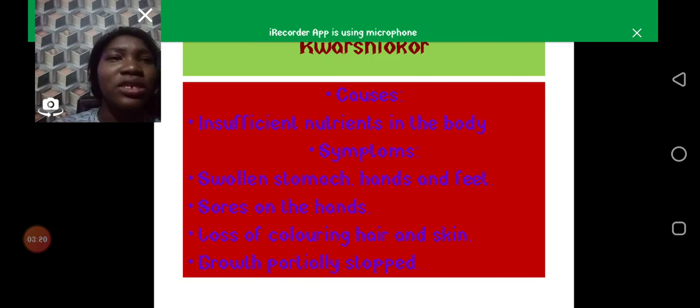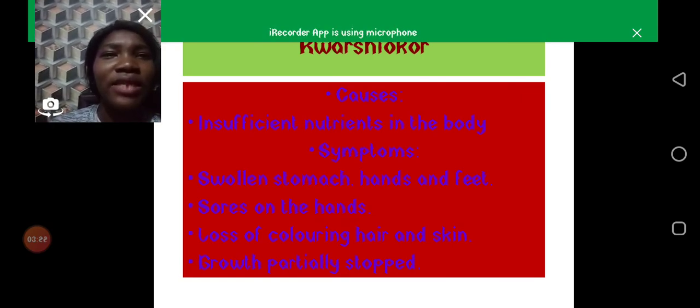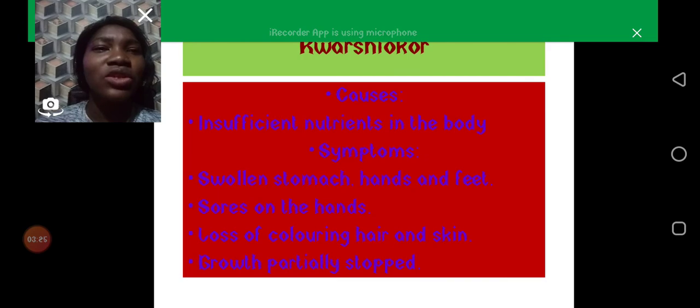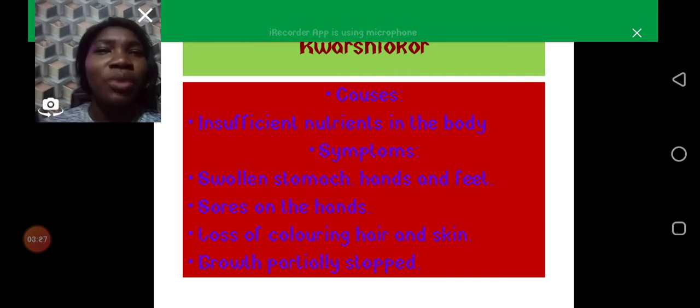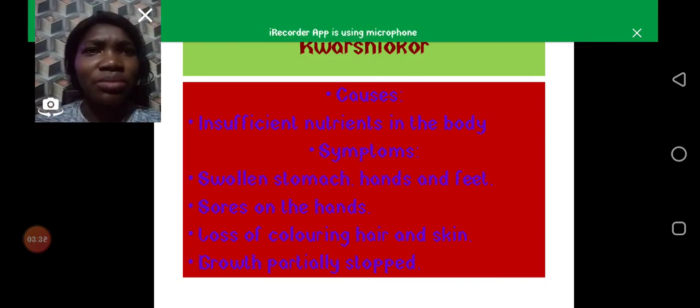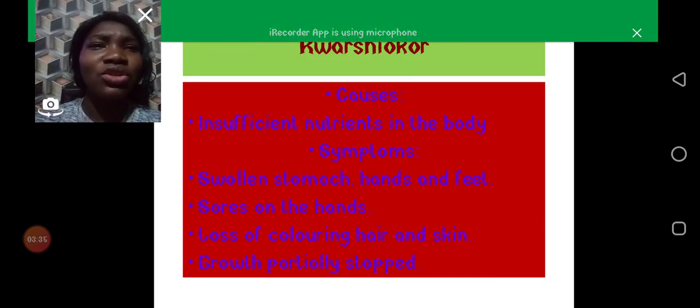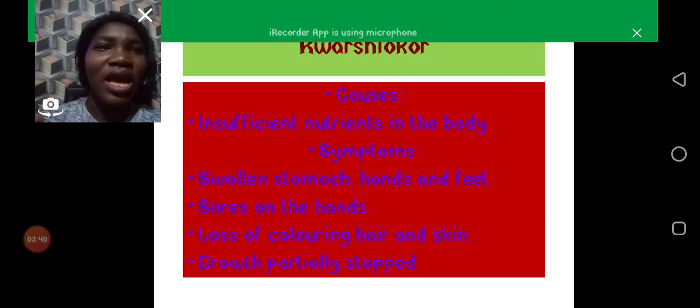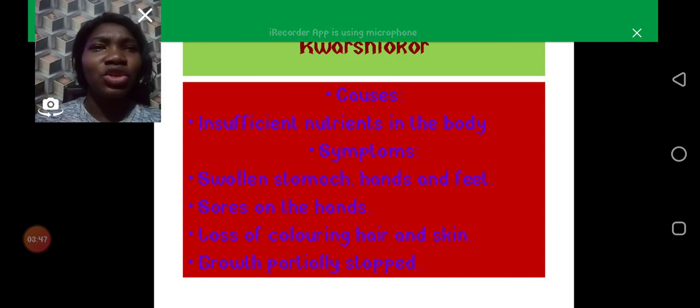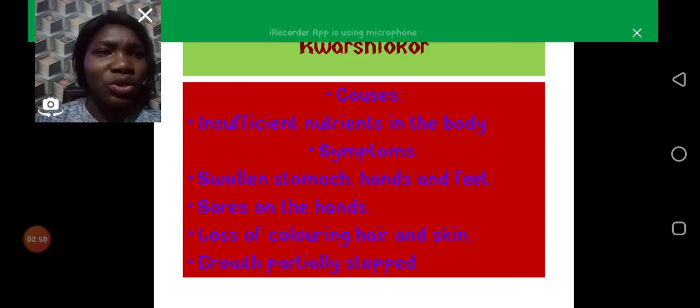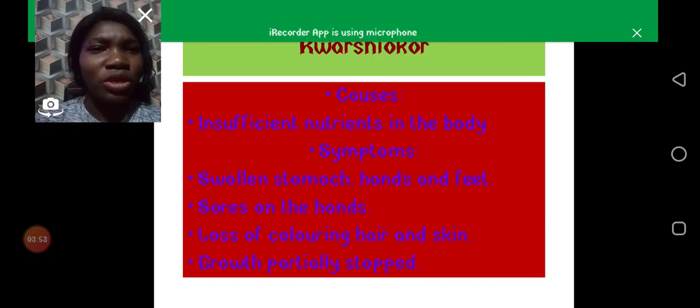Now the next illness is called kwashiorkor. Let's look at the causes of kwashiorkor. Number one is insufficient nutrients in the body, which means that the child does not have enough nutrients in his body, and that is why he has kwashiorkor. So how do you know that the boy has kwashiorkor? What are the symptoms? Number one, you see the child with a swollen stomach, his hands will be swollen, and his feet will be swollen.